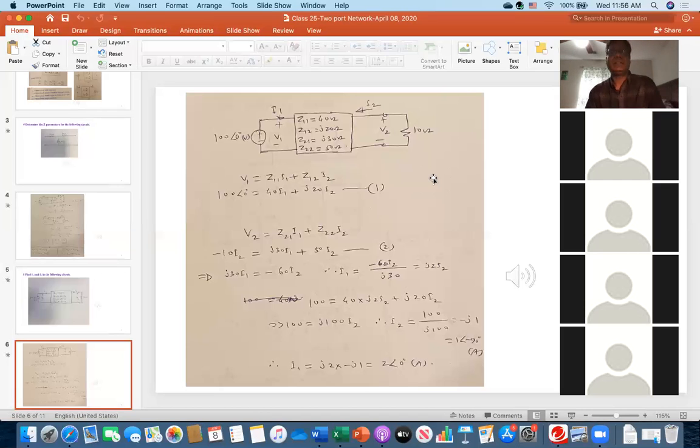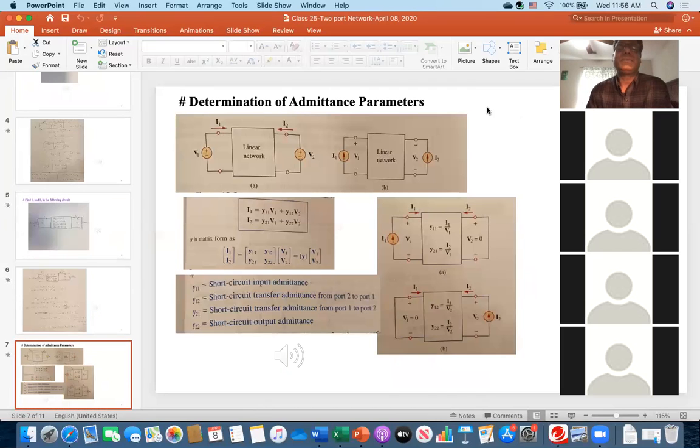Okay, great. So now moving forward, we'll be looking at the process to determine admittance parameters. So far we discussed the impedance parameters. Now here it is the admittance parameters, meaning the Y parameters.